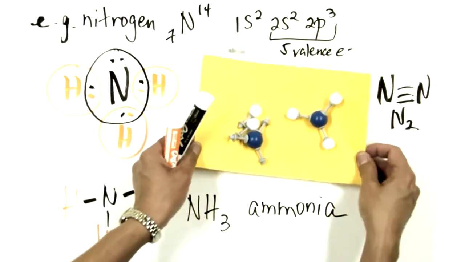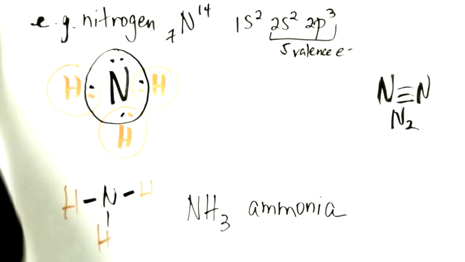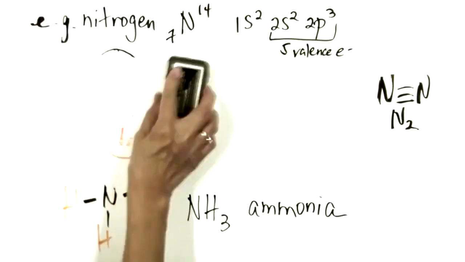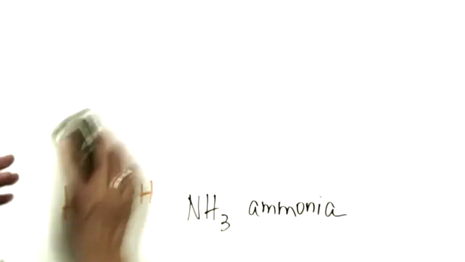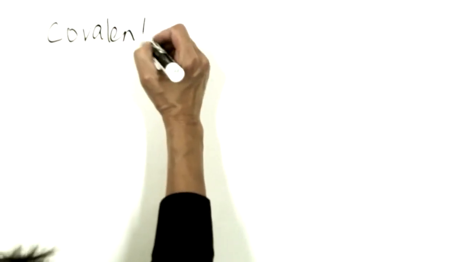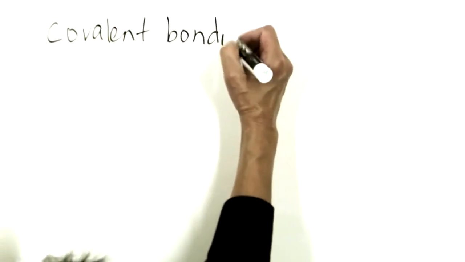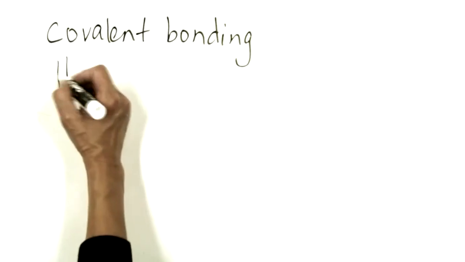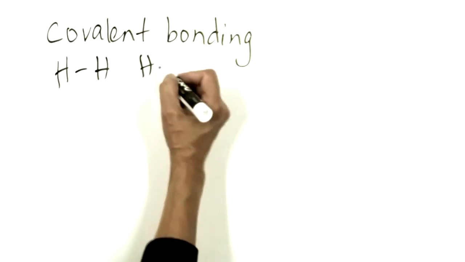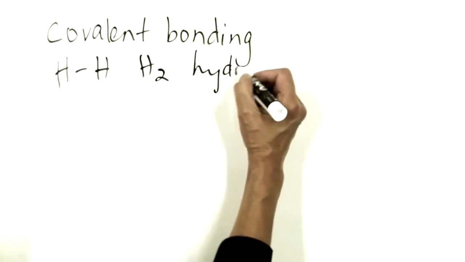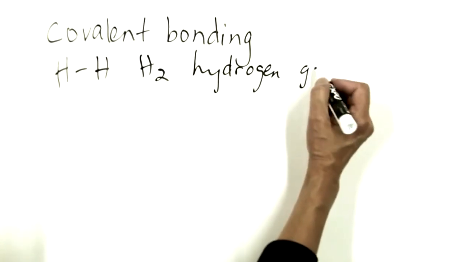Okay, so just to summarize then, all the examples that we have discussed so far for covalent bonding. So what's covalent bonding again? We said this is the sharing of electrons between non-metals. So those are our keywords. We had hydrogen. So this is H2. This is your hydrogen gas.